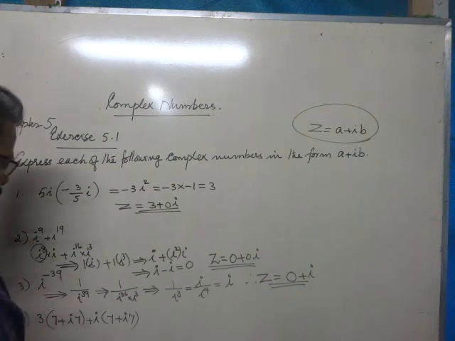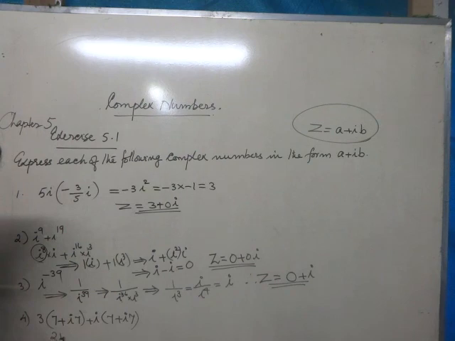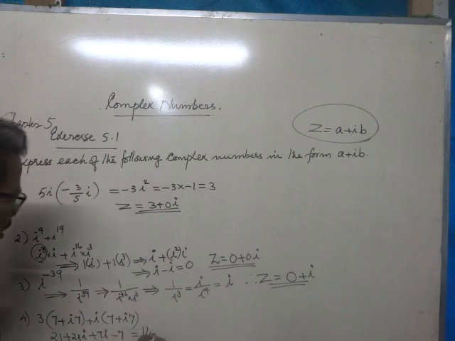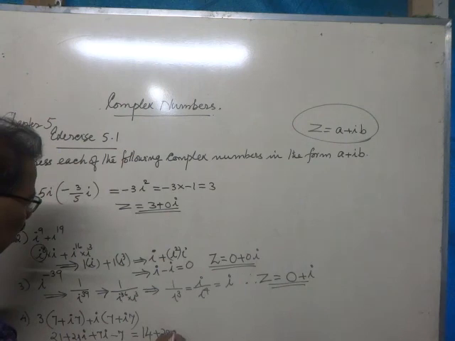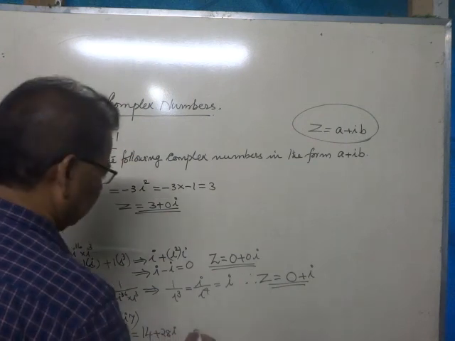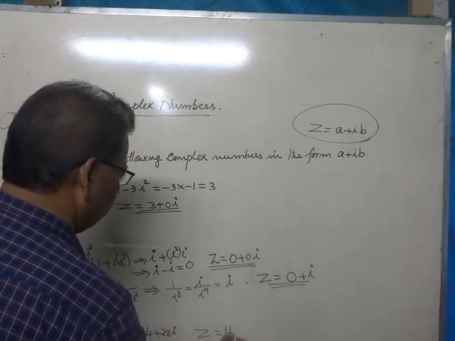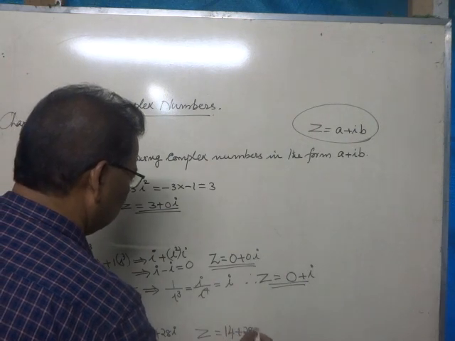Now the fourth one, 3 into 7, 21, plus 21i, plus 7i, i into i, negative 1, negative 7. 21 minus 7, that is 14. Then 21i plus 7i, that is plus 28i. This can be written as Z equals 14 plus 28i.